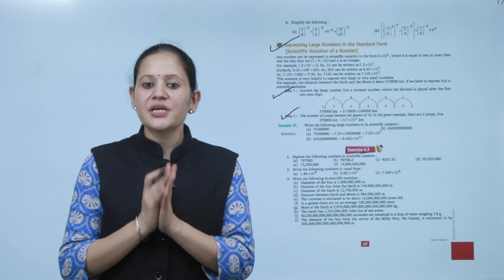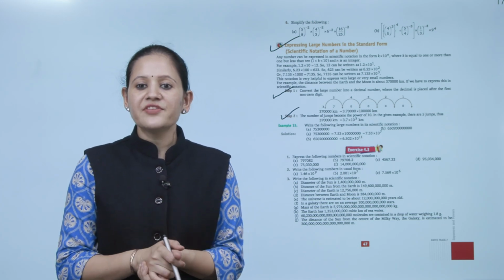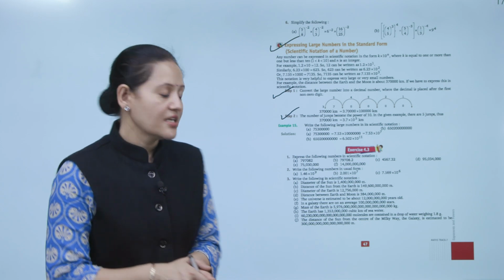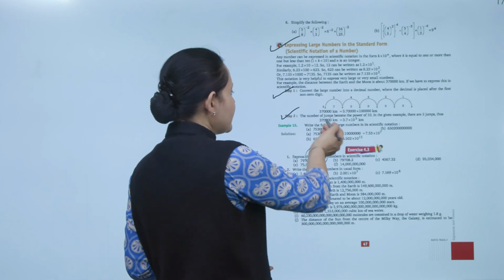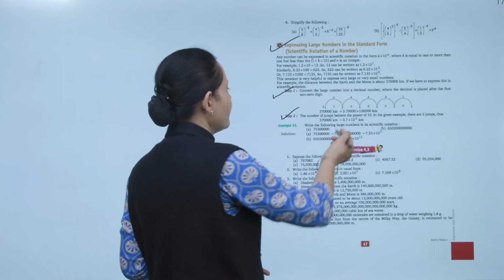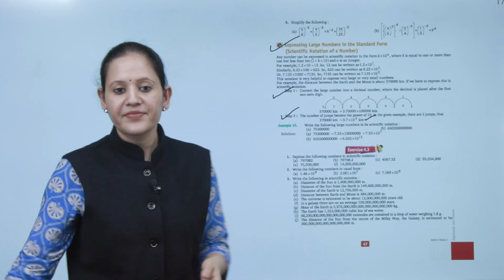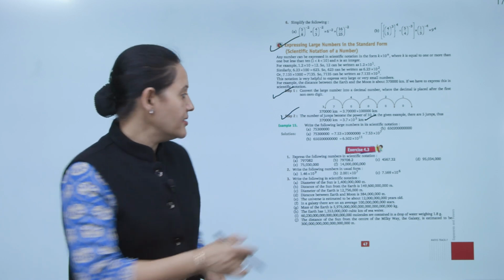Step 2: the number of jumps becomes the power of 10. Clear? In the given example, there are 5 jumps, thus 3,70,000 will be equal to 3.7 into 10 to the power 5 kilometer. Clear? Now we'll take an example.